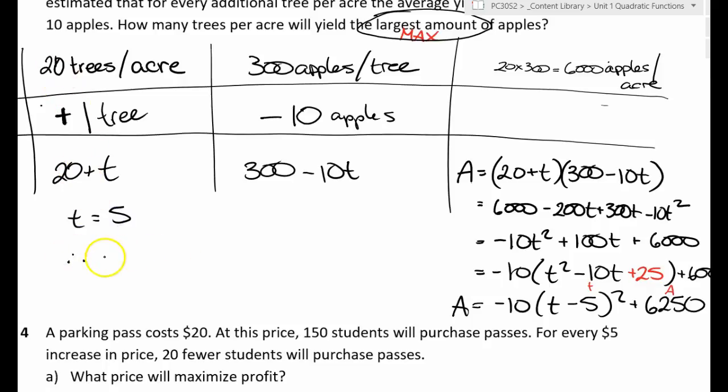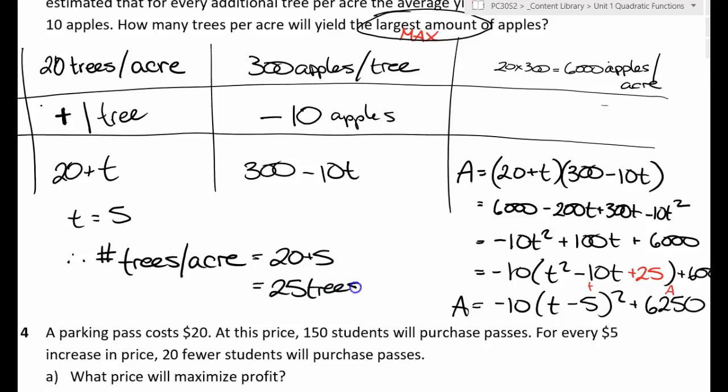Therefore, my total number of trees per acre would have to be 20 plus 5, or 25. And that would be my final answer. So the actual maximum number of apples was not a question that I was asked in this particular scenario. I could have been asked that. It would be a legitimate question to be asked, say, on a quiz or a test or any sort of assessment. But based on what I was actually asked for, all I had to do was solve for the number of trees.